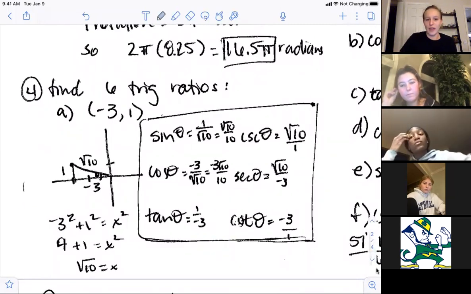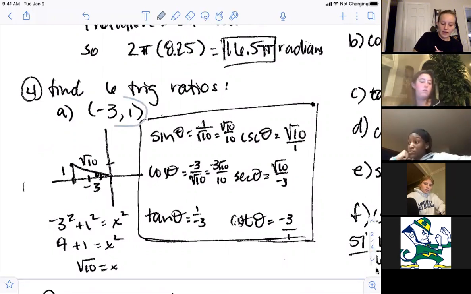So you might be like, I don't know what that means. It just means go graph -3, 1, and then do your triangle from there. So that's this point right here. It would be in the second quadrant. And so my theta is always close to the origin. And so my vertical distance is 1 and my horizontal distance is -3.